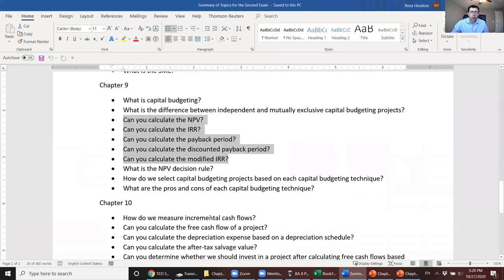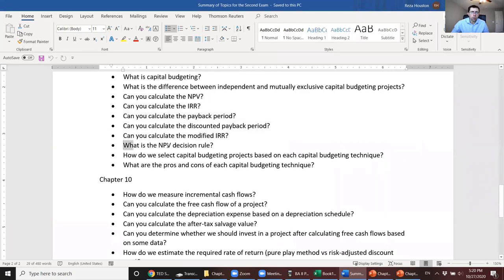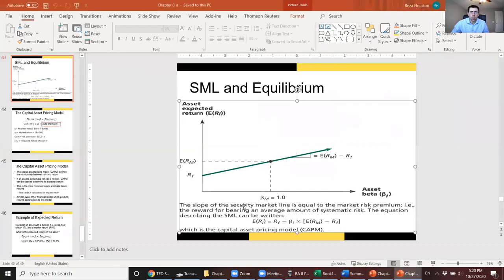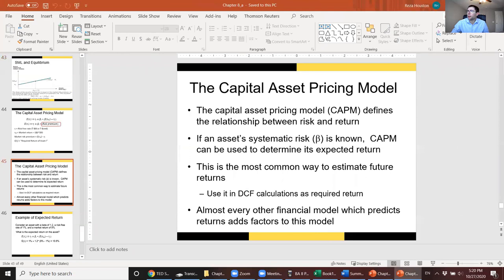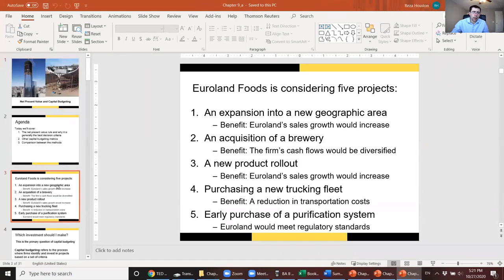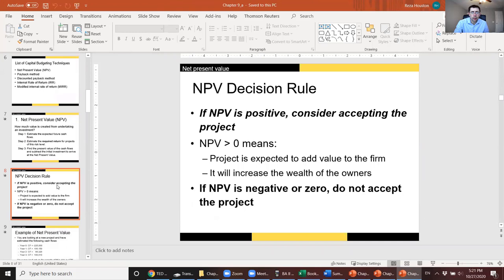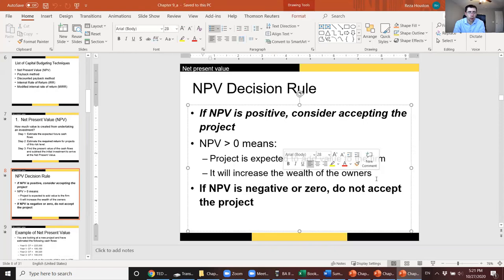Next, what is the NPV decision rule? Pretty straightforward. Our NPV decision rule is basically invest in the project if it has a positive NPV. You would never invest in a project if it had a negative NPV. So here it is. NPV greater than 0 means that the project will add value and it'll increase the wealth of the owners or the shareholders.